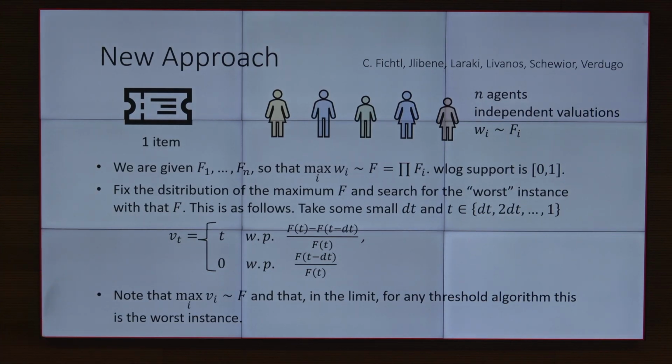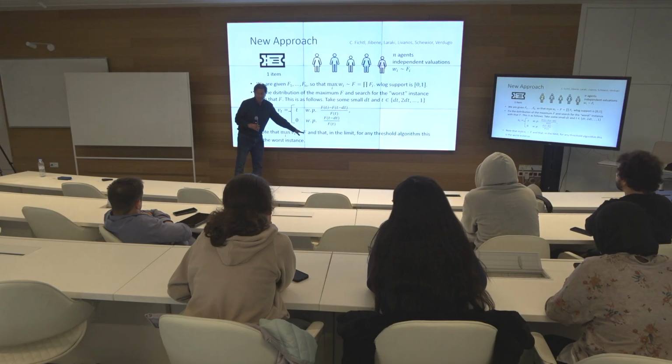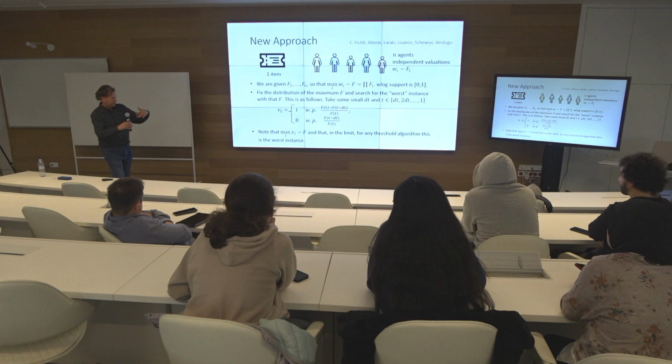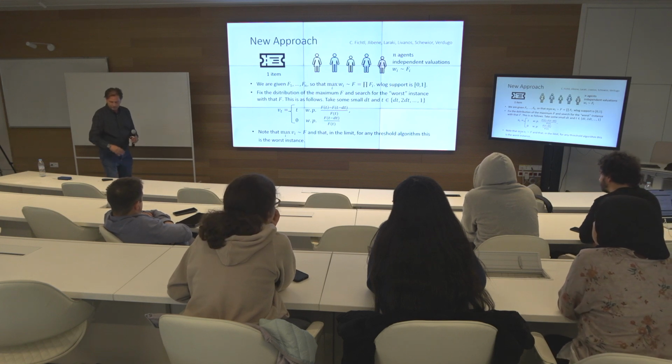And what does it mean, the worst instance? The worst in the sense that the expectation of the maximum is constant, because I fixed f, and the single threshold algorithm gets as little as possible. For all thresholds, the algorithm gives as little as possible. Right? So the ratio will be the largest. Good.